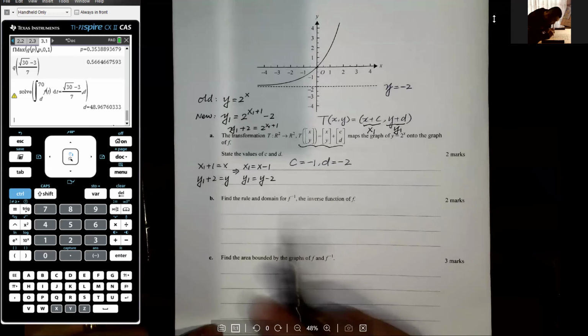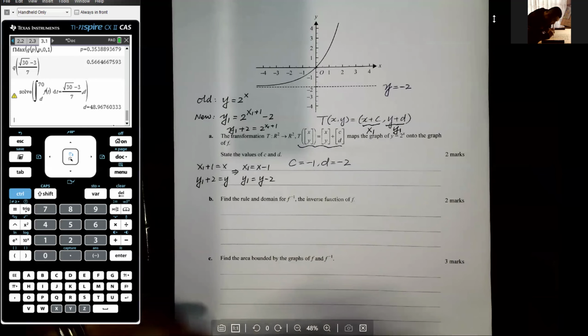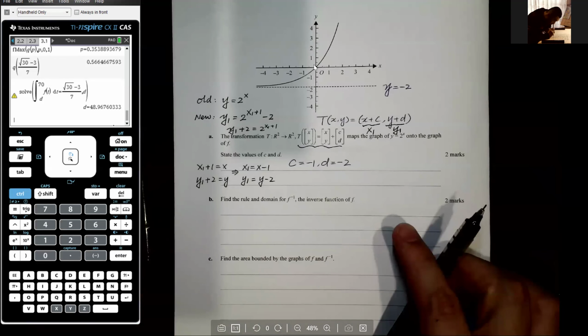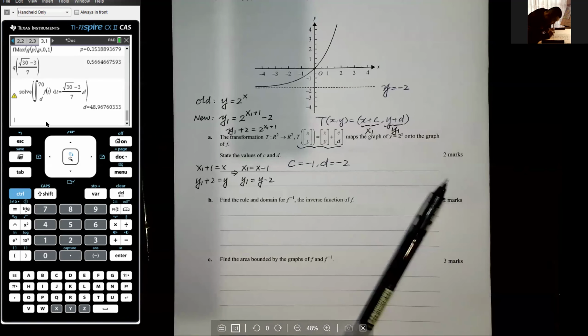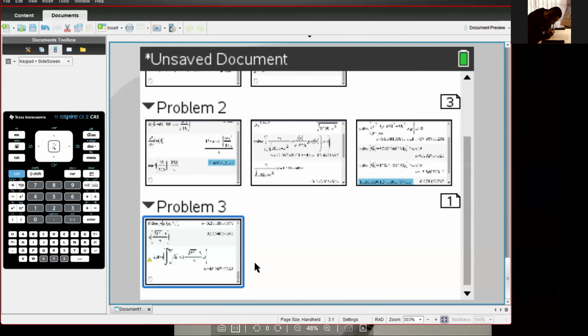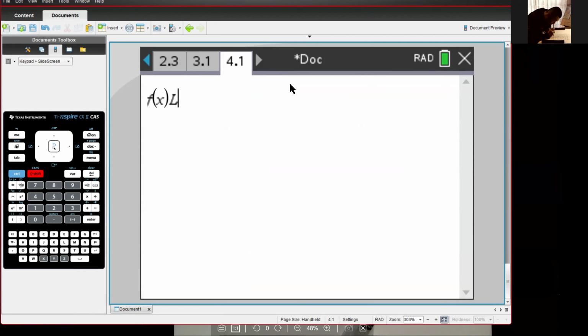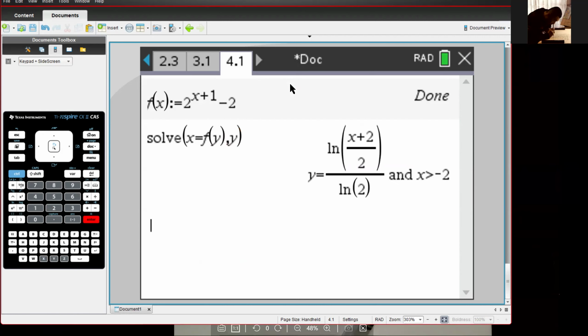Okay, find the rule and domain for f inverse, the inverse function of f, and find the area bounded by the graph of f and f inverse. Notice that this graph was not drawn to the perfect scale. The vertical direction is a bit flattened. I'll press Ctrl up, define the function. f of x is assigned to 2 to the power of x plus 1, minus 2. If I want to find a rule and a domain, x equals f of y, comma y, and the domain is x greater than minus 2.